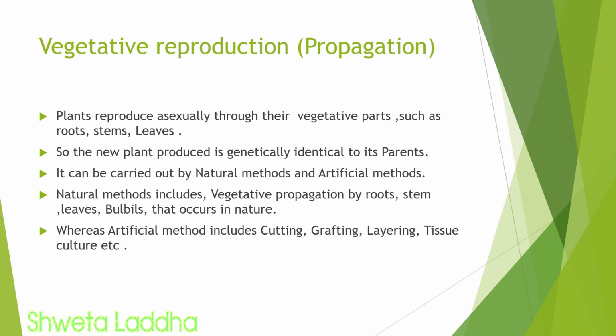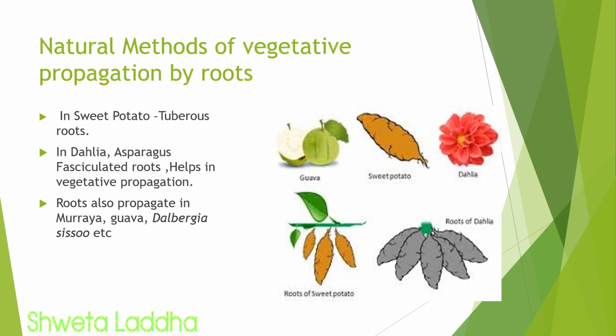Natural methods include vegetative propagation by roots, stems, leaves, bulbils, etc. Whereas artificial methods include man-made activities, that is by cutting, grafting, layering, tissue culture. Let us now study the first type of natural vegetative propagation method, which is occurring by roots.